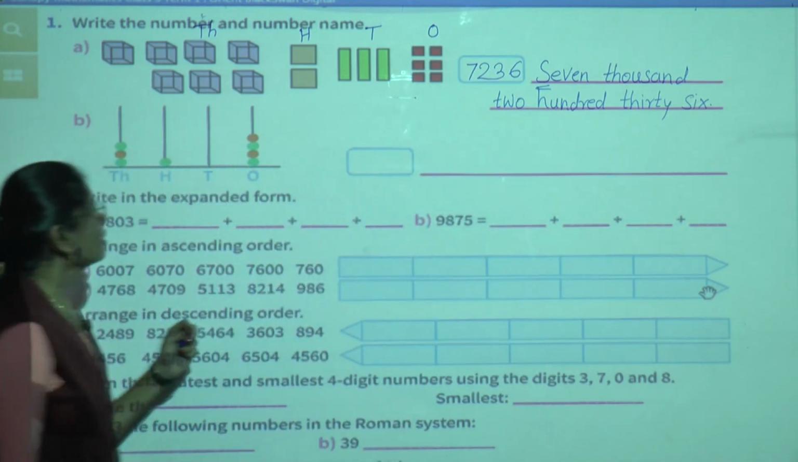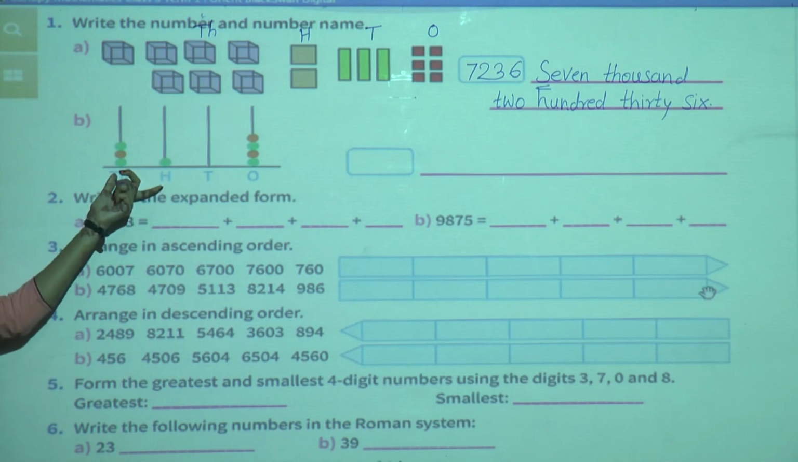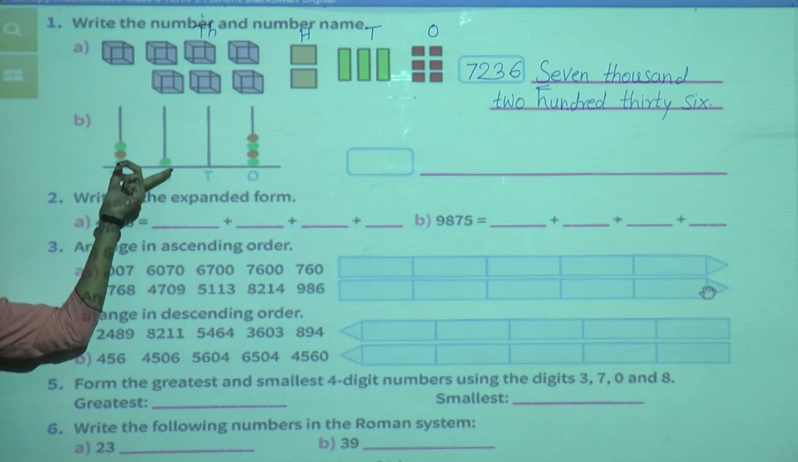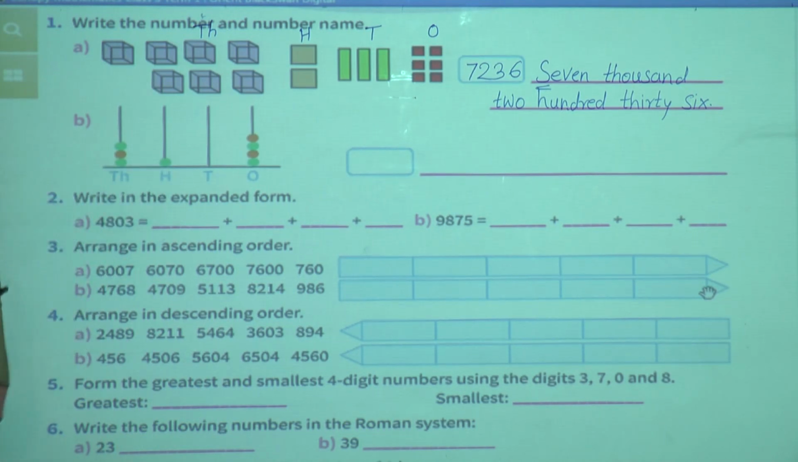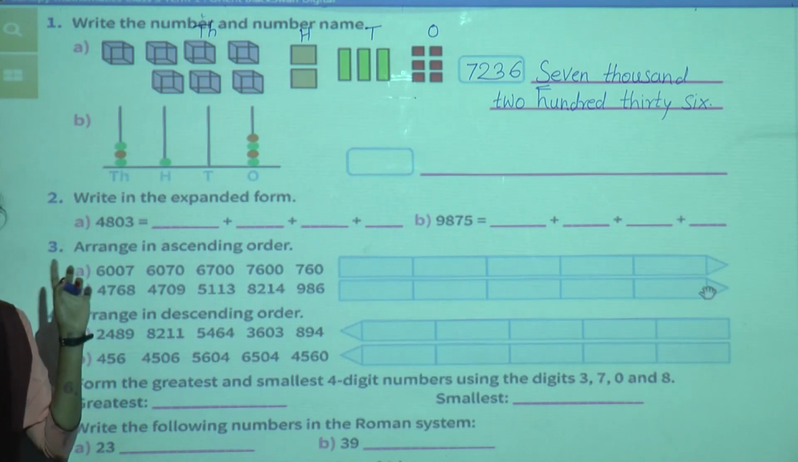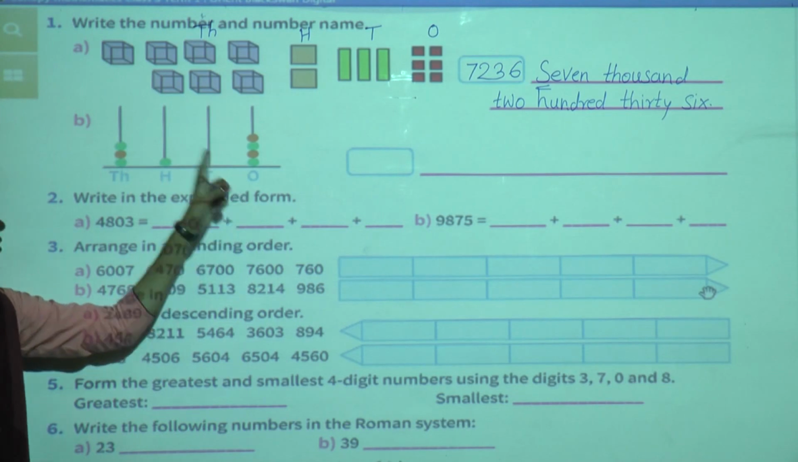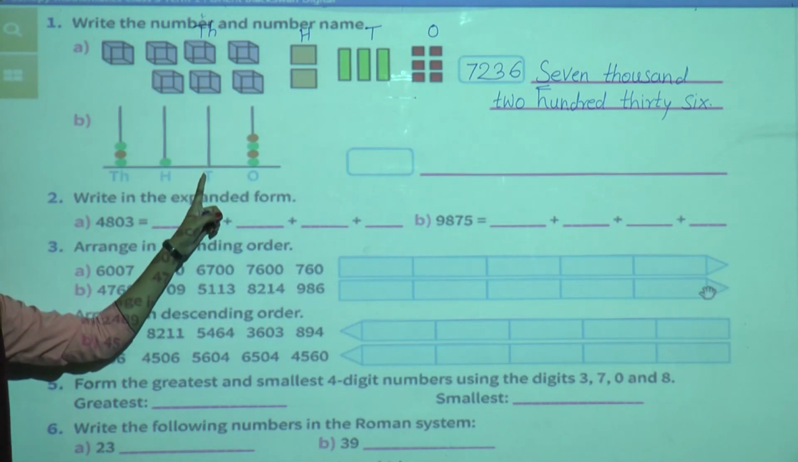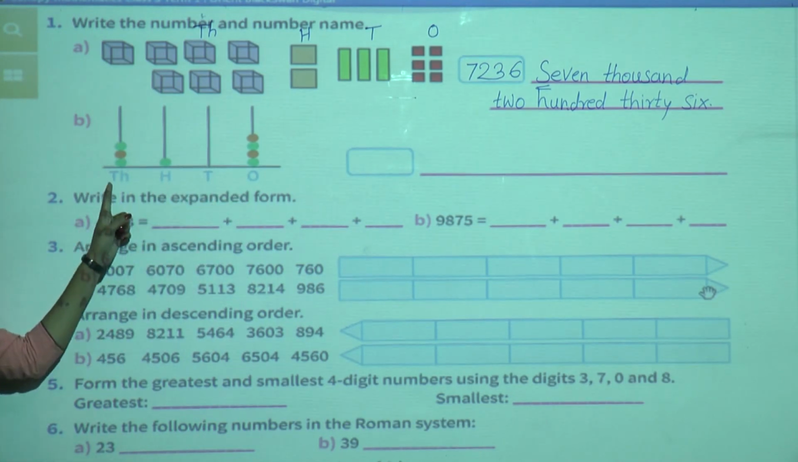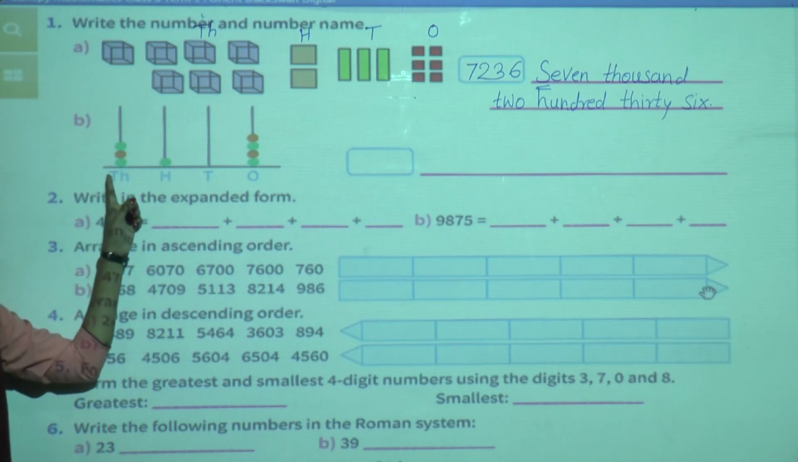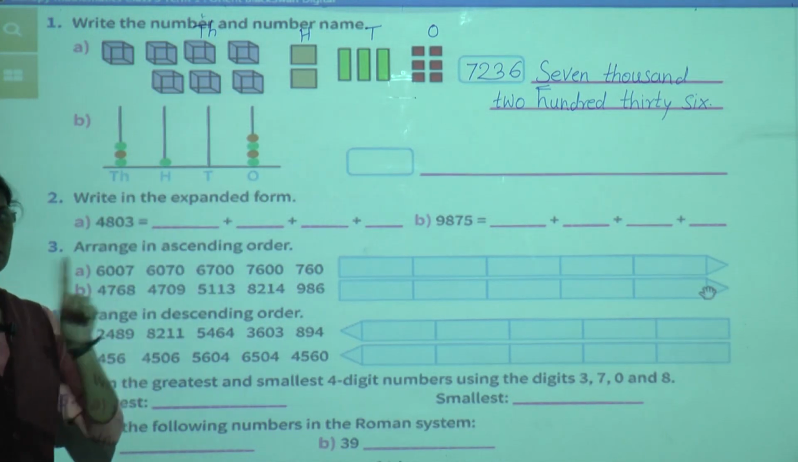Okay. Now see this question. What is this? This is an abacus. Now what is meant by abacus? In the previous session I told you what an abacus is. An abacus is a simple device which is used for calculation. Now see this. This O stands for ones, this T stands for tens, this is the hundreds place and this is the thousands place. It means our number is a 4-digit number.